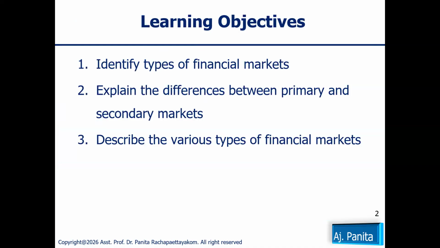What I expect from students after we complete the topics of financial markets: I expect students can identify the types of financial market as the first learning objective. The second learning objective is to explain the differences between primary and secondary market. The last learning objective of these topics is to describe the various types of financial market.